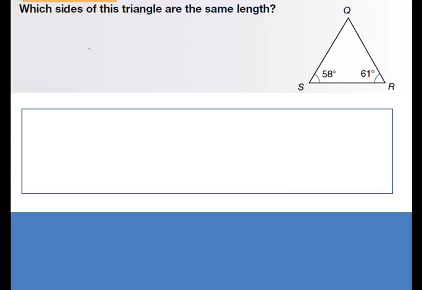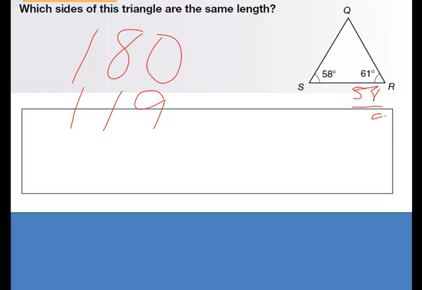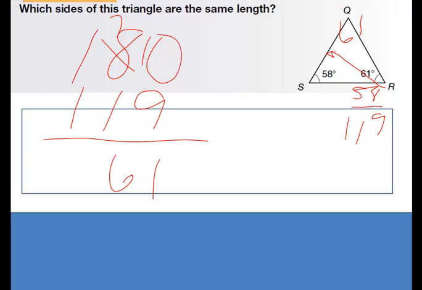Okay, again, I know that my triangle makes up 180, so I've got to subtract 119, it looks like. 119 from that. Let me make sure. 8 and 1 is 9. 11. Yep, 119. That gives 61. So that means Q must be 61. So it says which sides of this triangle are the same length? Well, it's going to be side SQ and side SR.